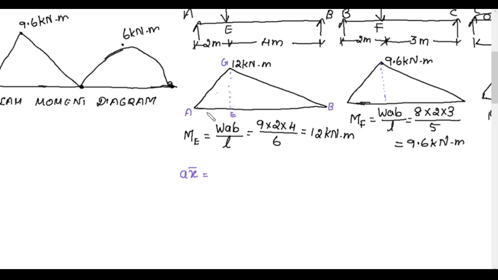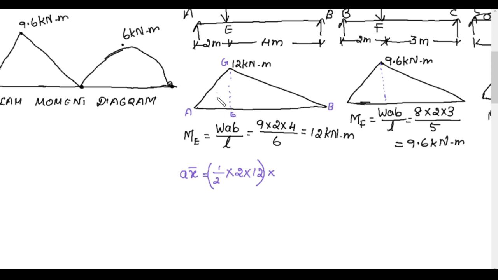So the area of the triangle AGE is half into base AE, that is 2, and height GE is 12 kilonewton meter. This is the area of the first part, multiplied by the distance x bar. So we know this x bar is taken from the extreme support. When we are considering the span AB, A is our extreme support.